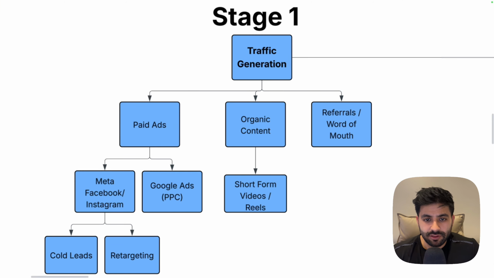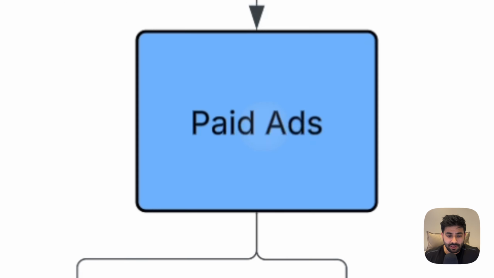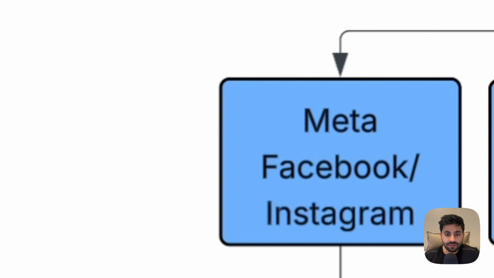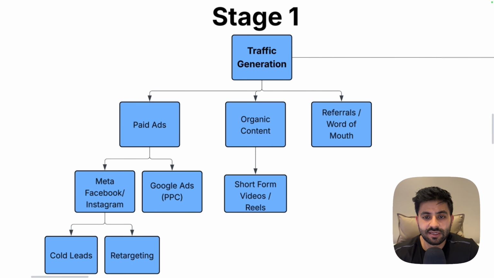So let's start with stage one. This is where we're talking about targeted traffic, right? Traffic generation within your system. Not just generic clicks or any of those vanity metrics, but qualified leads who are actively looking for what your clinic offers. The foundation here has to be paid ads, right? It can be Google ads, Meta, Facebook, Instagram ads, or a variety of paid ads. But from our experience, Facebook and Instagram still deliver the most consistent, scalable lead volume for MedSpas.